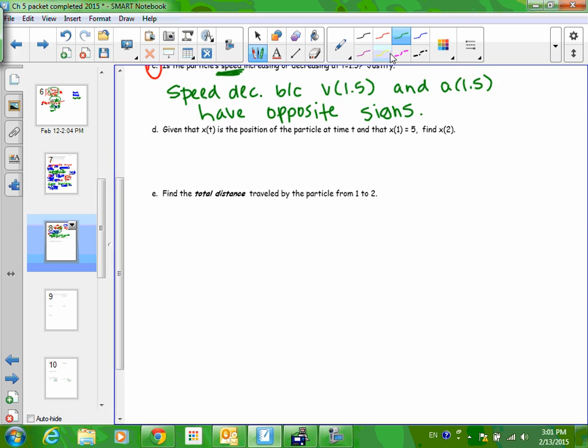Part D. This is the new stuff. Part D says, given that x of t is the position of the particle at time t, and then they give us an initial condition, and they tell us to find x of 2. The first thing we have to do is find x of t. We have velocity, and we have acceleration too, but I'm going to focus on velocity. How do you go from velocity backwards into position? You integrate.